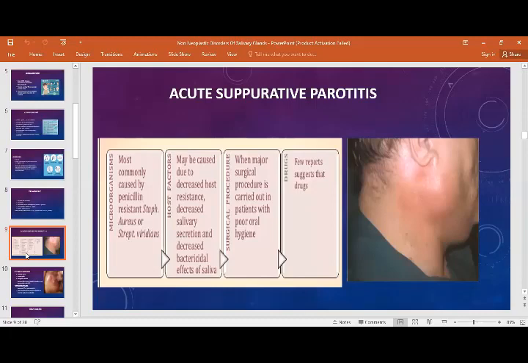It mostly occurs in patients who have immunodeficiency, immunodeficient hosts, as well as dehydrated patients. Sometimes it also occurs after surgical procedures, and also in immunocompromised patients. And some drugs also play a part in causing this disease.